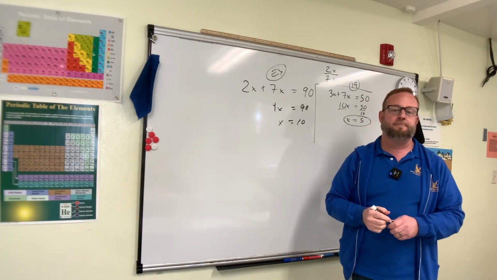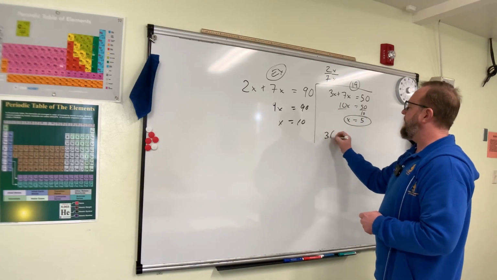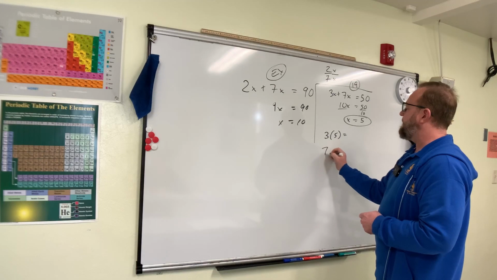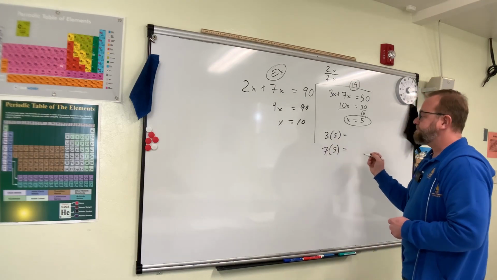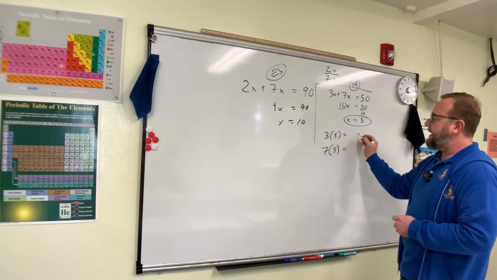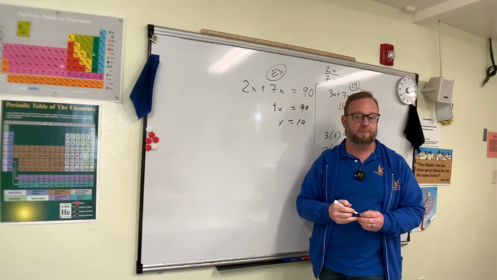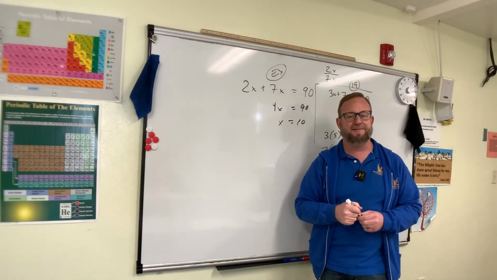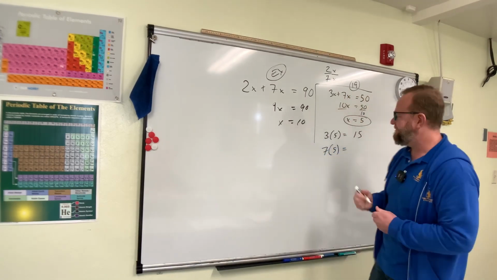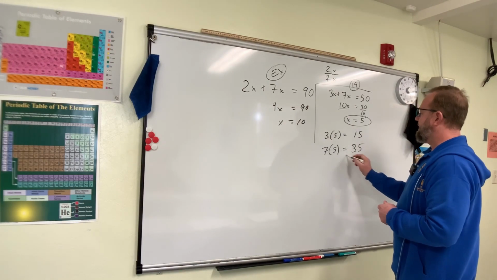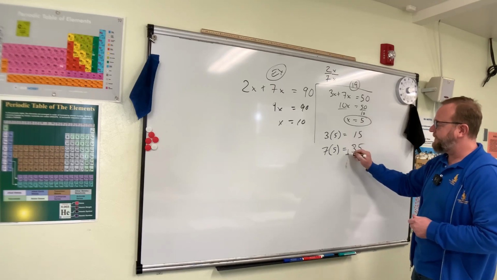Am I done? No, I'm not done, because I need to know what the length of each board is. So the 3x board is 3 times 5, and the 7 is 7 times 5. 3 times 5 gives me 15, but what's 7 times 5? Can you do that without a calculator? Of course you can. What's 7 times 5? You know your times tables. Oh, I put the plus there, really. If I'm adding, it should be there.